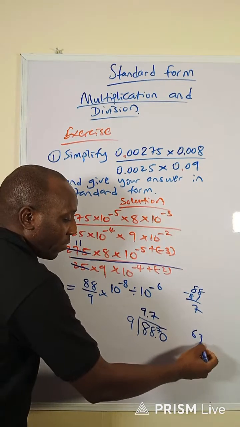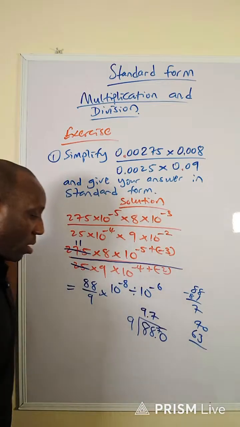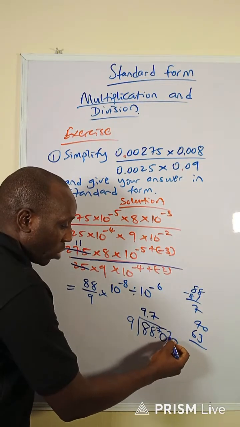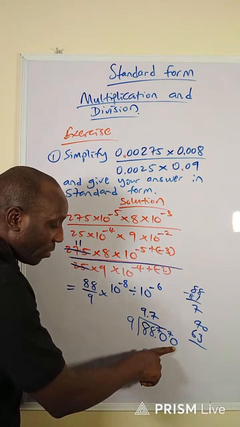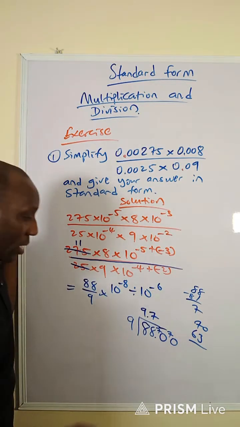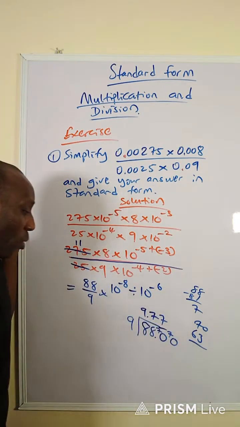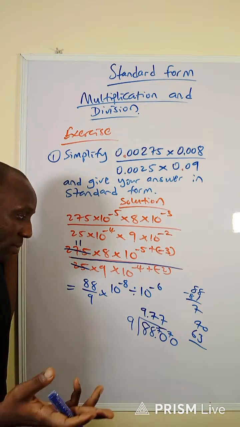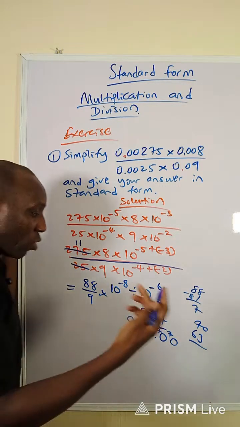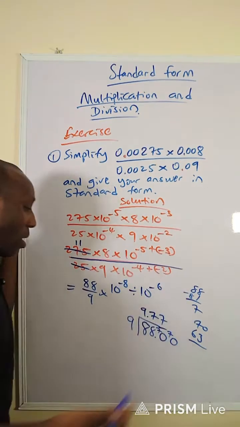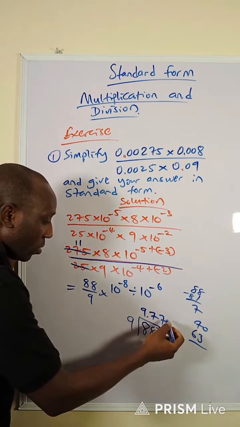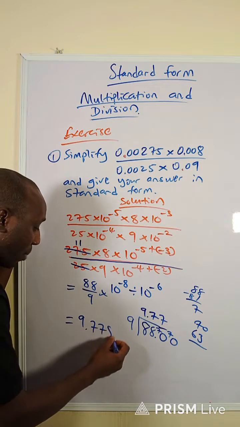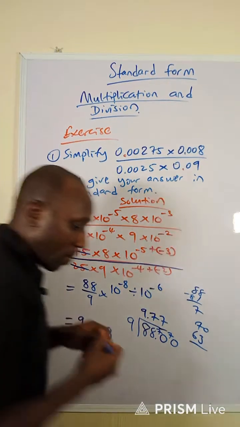What's the remainder? If you subtract 63 from 70, you're going to have 7. It looks like we'll keep having 7. 9 into 70 goes 7 times with a remainder of 7. So you keep having that 7. So it's going to be a recurring decimal. All right. So 9.777. Let's just approximate this: 9.778.